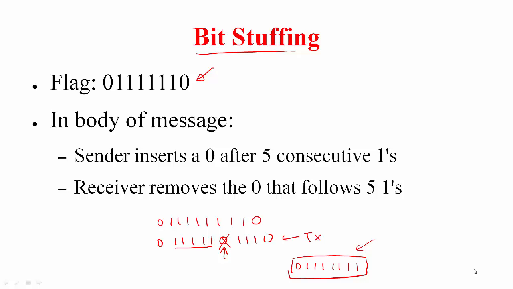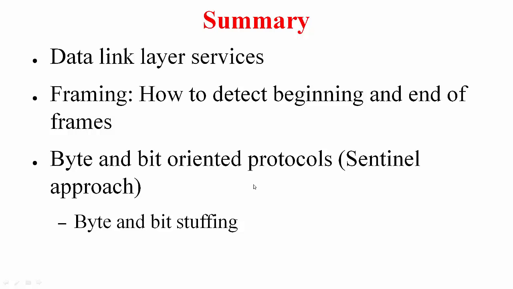So now we are done with framing. Here is a quick summary. As part of the data link layer, we looked at the various services offered by this layer, basically framing, multiplexing, error detection, media access control, and so on and so forth. We looked at one specific aspect, that of framing, how to detect the beginning and end of frames. As a solution to this, we considered the sentinel approach, and here we looked at byte and bit-oriented protocols. There was a problem with the sentinel approach, which we overcame by using byte and bit stuffing. Next, we will look at other services offered by the data link layer.